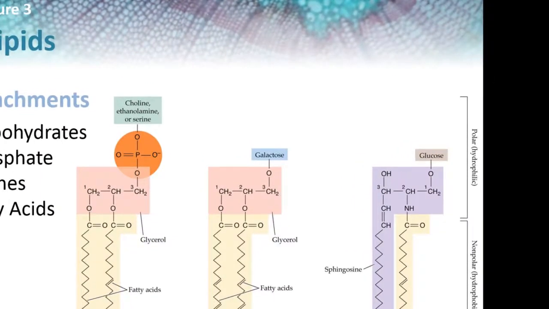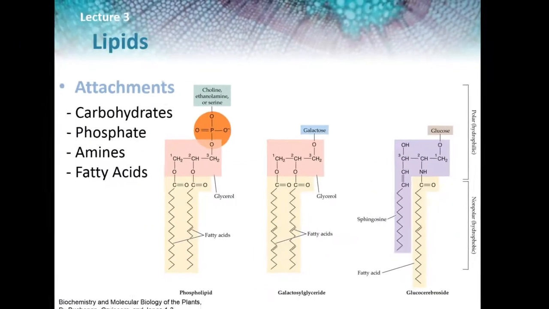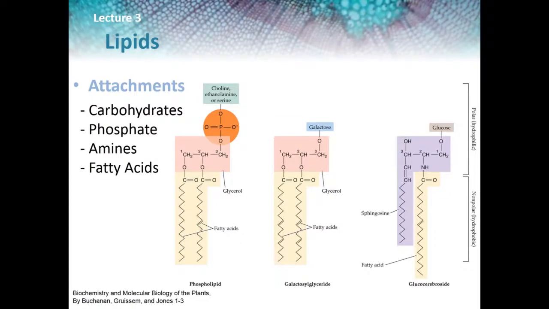Carbohydrate attachments such as glucose and galactose are often found in plastids. Be careful not to confuse the terminology, which can be based on the backbone or attachment. For example, many lipids with a sugar attachment are also glycerolipids, which are lipids with a glycerol backbone. The phosphate in phospholipids usually has its own attachment.